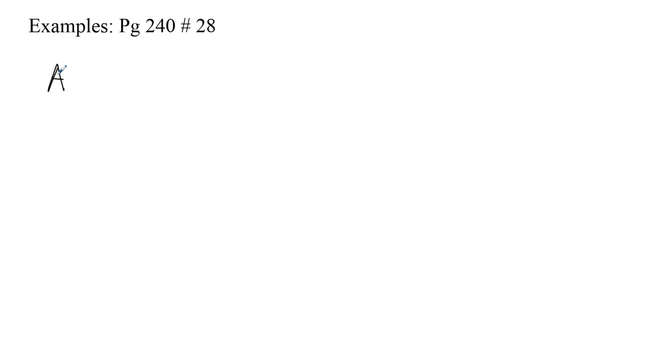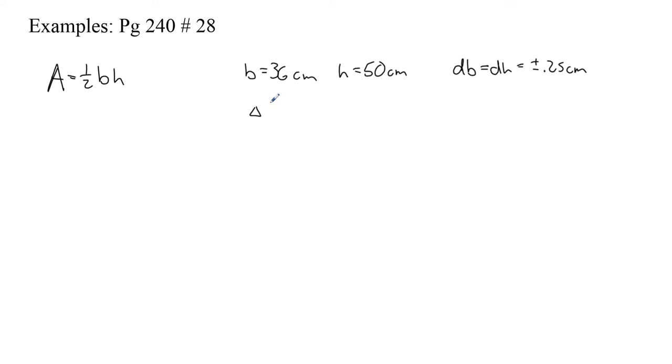Now first, we know that the area of a triangle is a half base times height, and we know that when they're creating this triangle, they say that they want the base to be equal to 36 centimeters and the height to be equal to 50 centimeters, but their measuring device, whatever that might be, in each one, dB and dH could be the same. They could be off by the same amount, plus or minus 0.25 centimeters. So they want us to approximate the possible change in error, regardless of how big of an error they made in measurement. So that's what we're looking for.